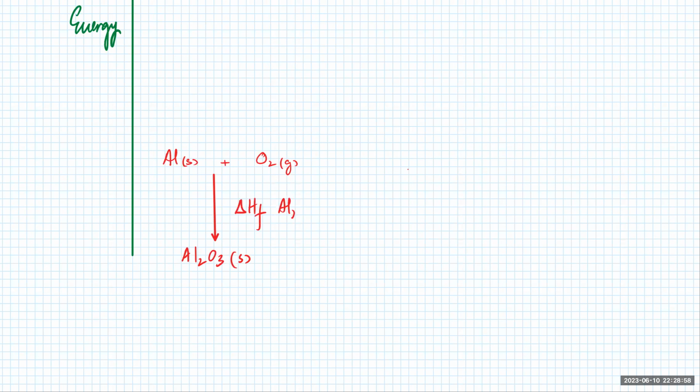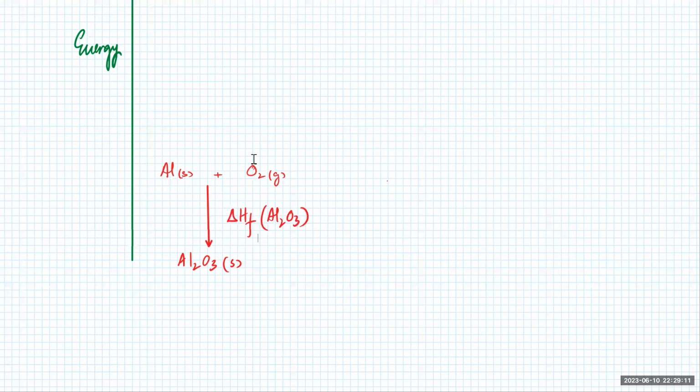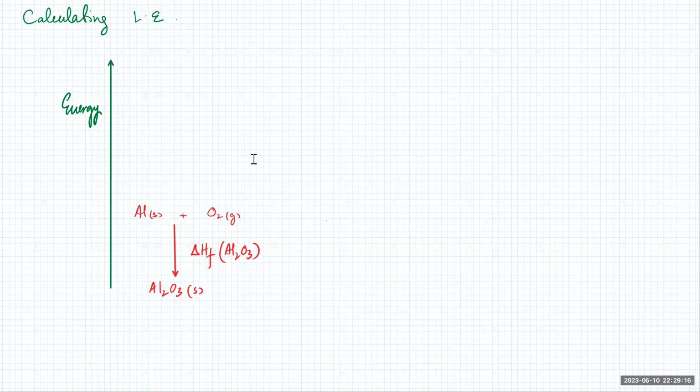Now remember, formation and lattice energy are different. In formation, you've got elements. In lattice energy, you actually make the lattice from its ions. Okay, is this clear? The first part. Yeah.